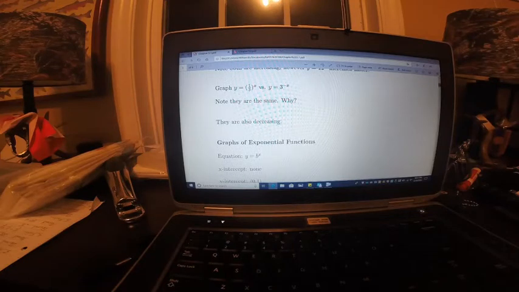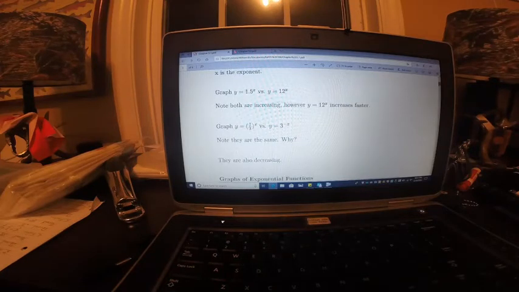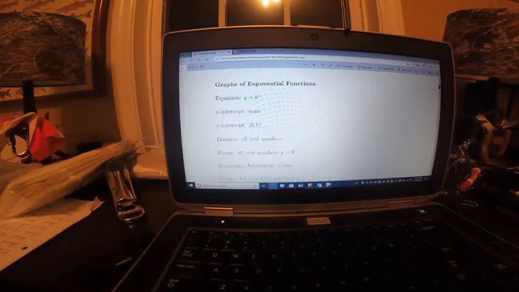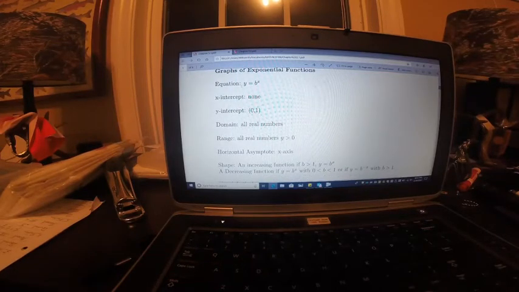But if you have something that's not a fraction between 0 and 1, and is basically a whole number, then it's going to be increasing. Okay, so we've got a bunch of these rules here, and those are kind of incorporated in it. So the graphs of exponential functions. The equation looks like y equals b raised to the x. The x-intercept, you don't have one. It approaches the x-axis. Don't believe me?